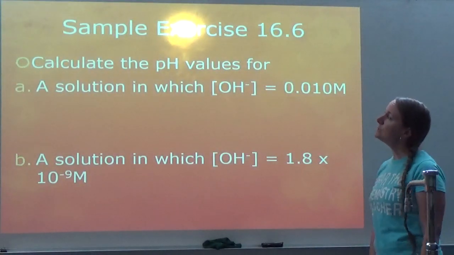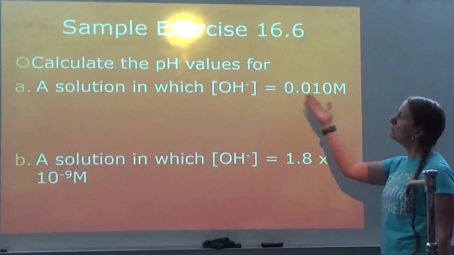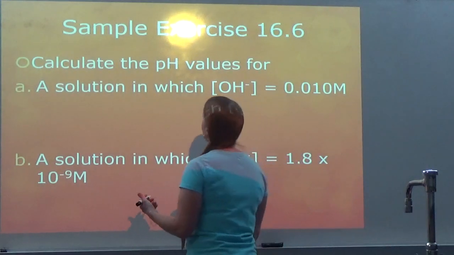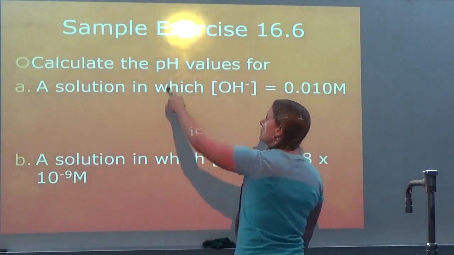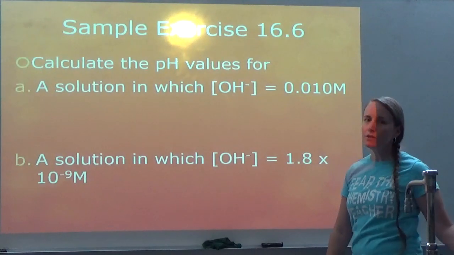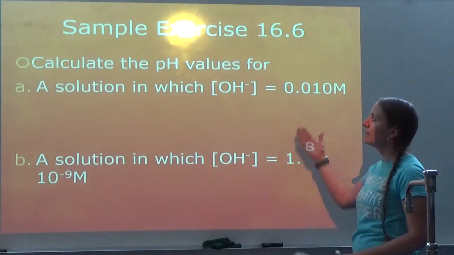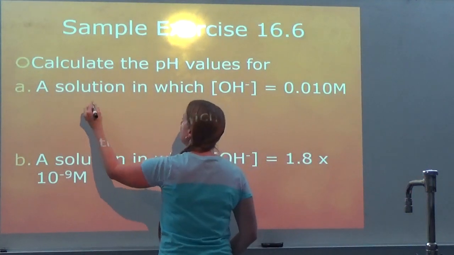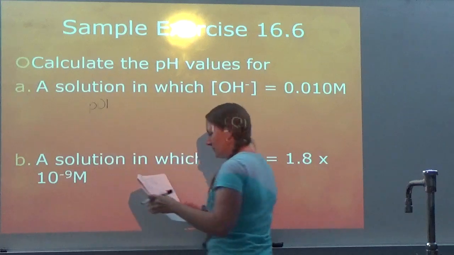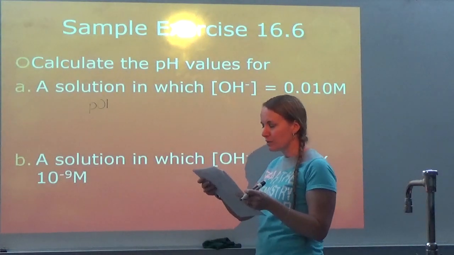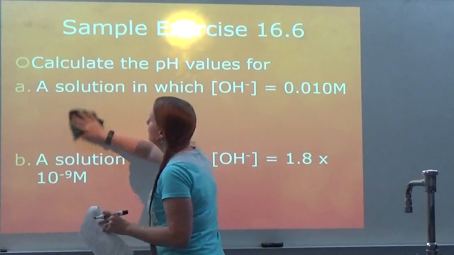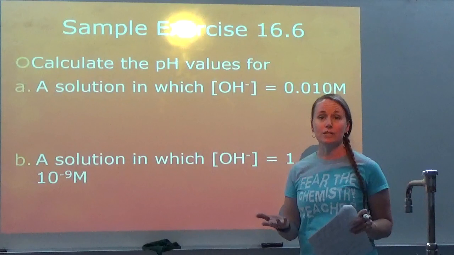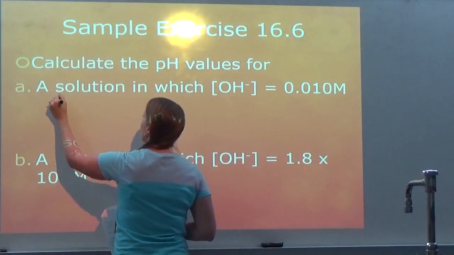All right, it says calculate the pH values for a solution in which OH minus is 0.01 molar. You have multiple options. You could solve for H plus first and then do negative log to get pH, or you could do it the way I prefer, because if you use the 1 times 10 to the negative 14, you're more likely to put it in the calculator wrong. What I prefer is to do pOH first. Actually, we'll do it the first way, because that's what I did on my paper. I get worried you're going to type in the calculator wrong, but that's okay.